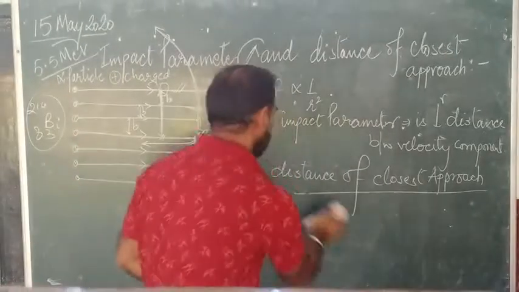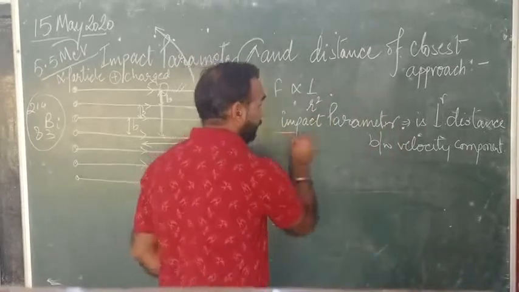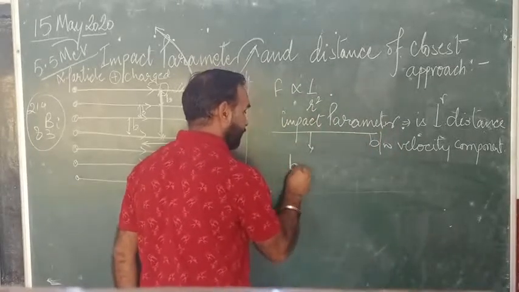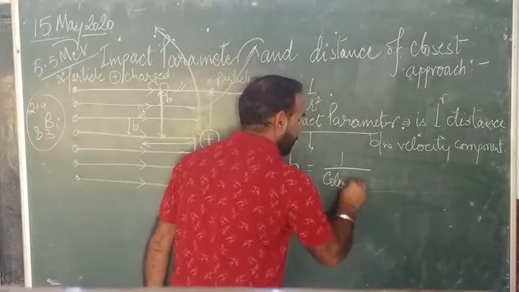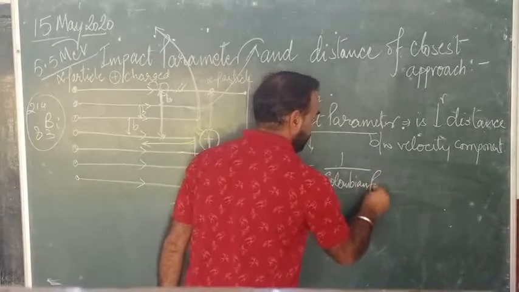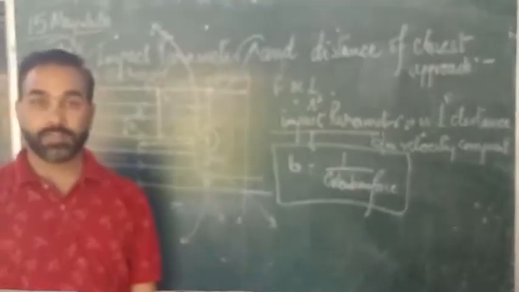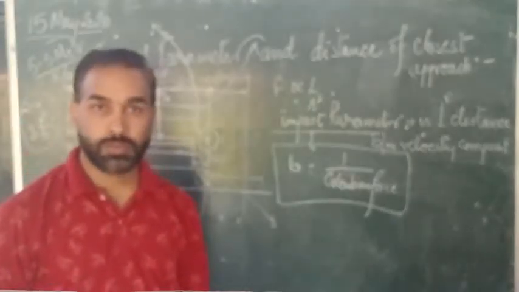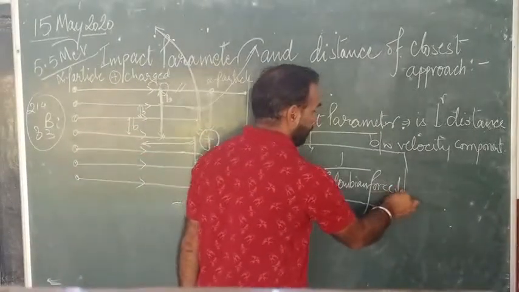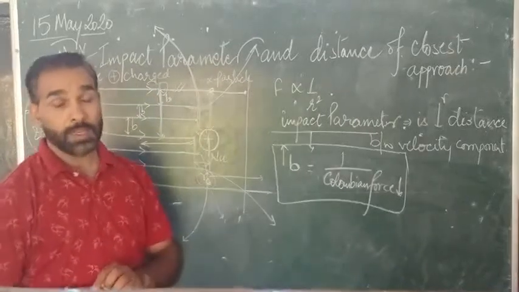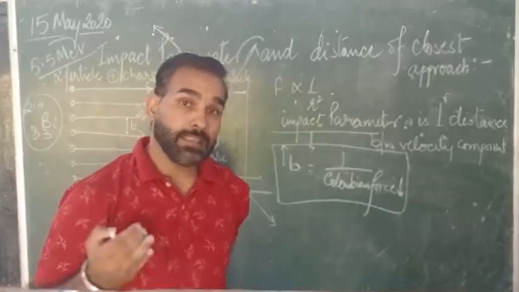That means the impact parameter is basically denoted by small b, and it is inversely proportional to the Coulombian force. Right? So greater the value of B, smaller will be the Coulombian force, that is the repulsive force. The particular positively charged particle will experience a less repulsive force.